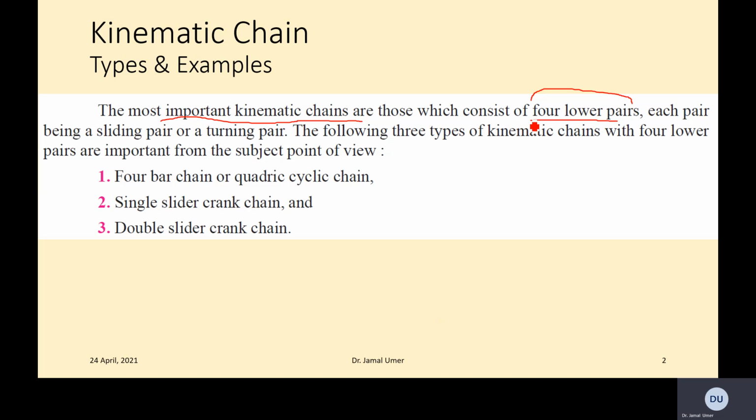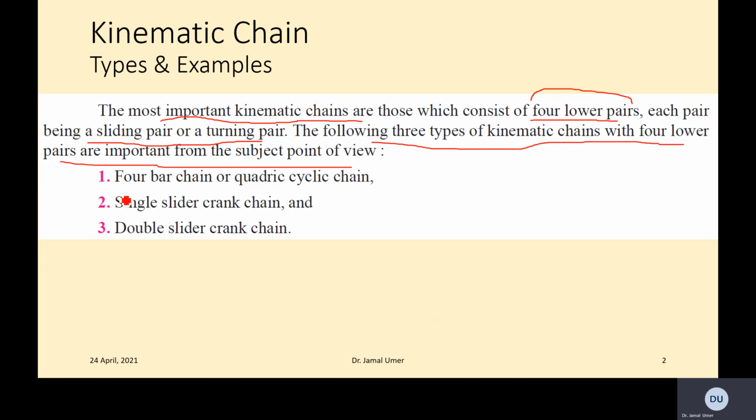Among those classifications, the ones which have four lower pairs are considered more appropriate or more useful for mechanical applications. Again, the most important kinematic chains are those which consist of four lower pairs, each pair being a slider pair or a turning pair. So those lower pairs could be a sliding pair or a turning pair. The following three types of kinematic chains with four lower pairs are important from the subject point of view.